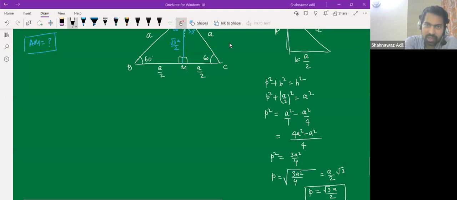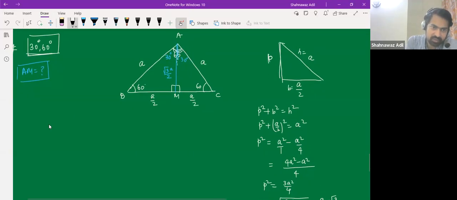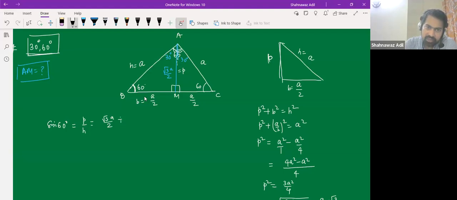Okay, so now we have to calculate sine of 60. To calculate sine of 60, this is the angle, this is the perpendicular, this is the base, and this is the hypotenuse. So sine 60 is P by H. So P is how much? Root 3 a by 2, divided by H, which is a. So this is 1 by a. So a cancels, and we have root 3 by 2. So sine 60 is root 3 by 2, right? Clear, everyone?